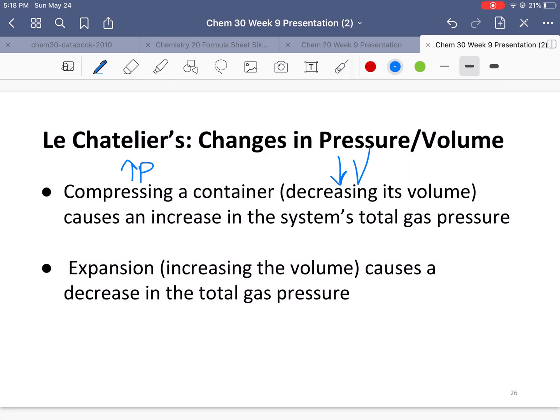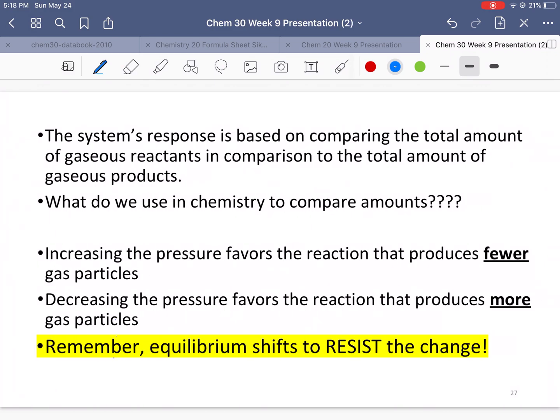Vice versa, if you do the opposite, which would be expansion, then you are increasing the volume, right? You're letting it flow out, be free-flowing. That will decrease the pressure. Inverse still remains. More volume means less pressure. Keep those in the back of your head. That is a big deal because we're going to focus on how that idea relates specifically to an equilibrium equation.